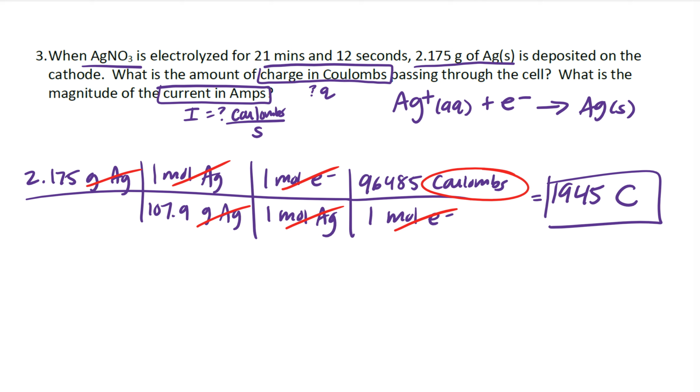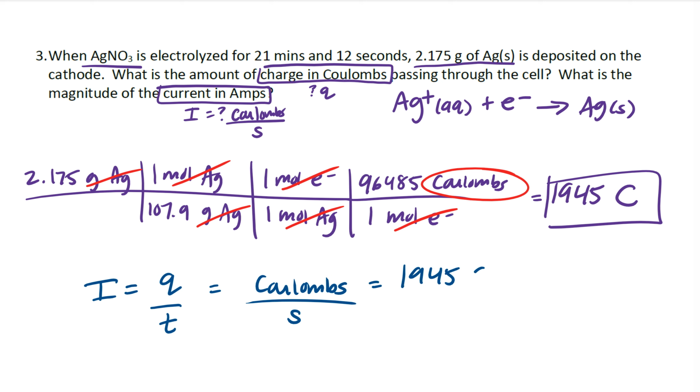Finally, now they want us to calculate the current in amps. Looking at your equation sheet, remember that I is current, and that is equal to Q over time, measured in seconds. And so we are going to need to take our coulombs and divide it by the seconds. I already had the coulombs as 1945, and now I need to divide by the amount of time in seconds.